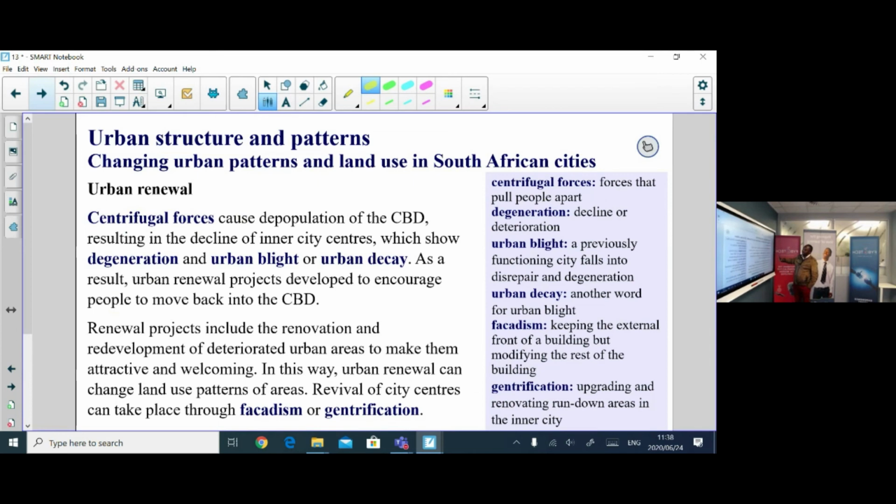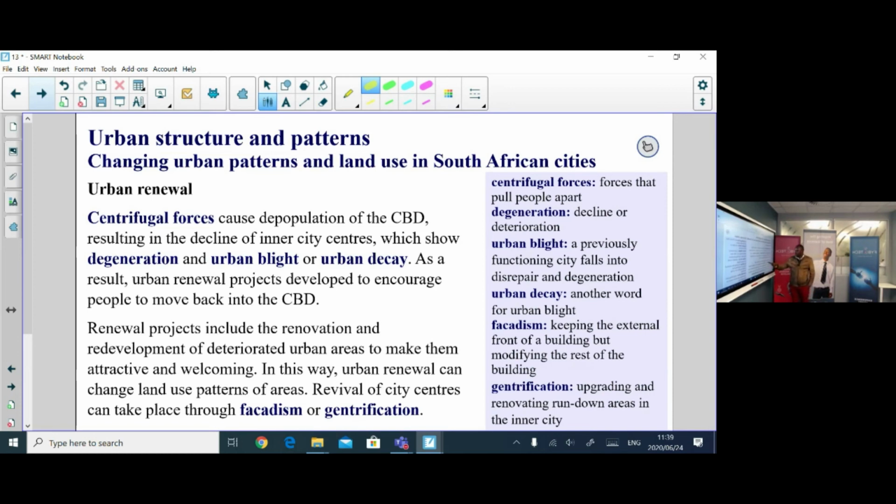Right. Urban renewal. Urban structure and patterns, changing urban patterns and land use in South African cities. We have urban renewal. Centrifugal forces cause depopulation of the CBD, resulting in the decline of inner city centers, which show degeneration, urban blight and decay. As a result, urban renewal projects are developed to encourage people to move back into the CBD.